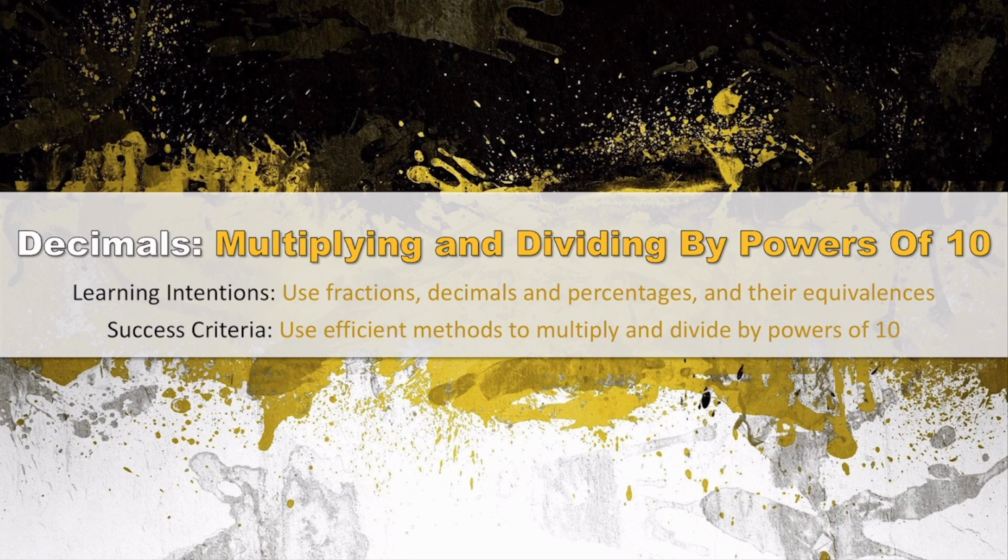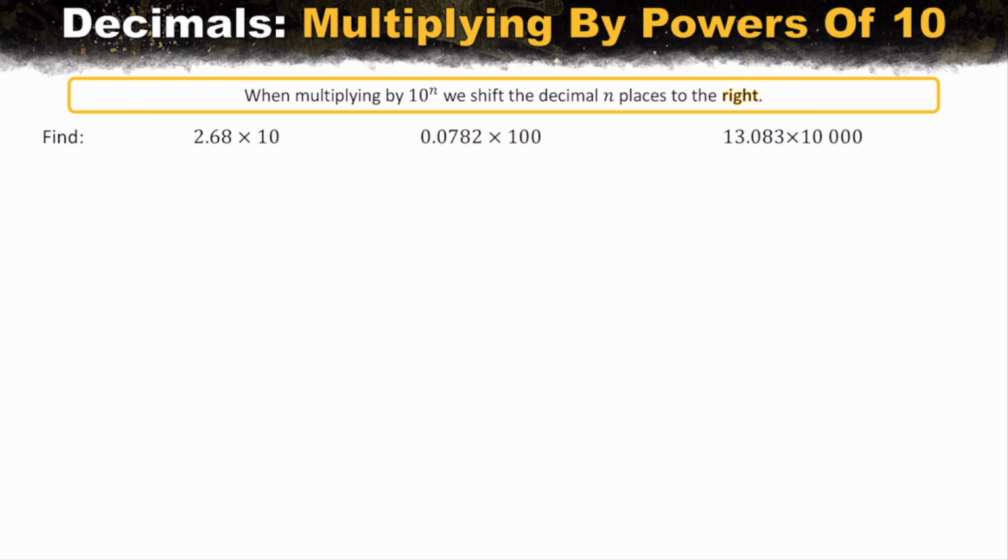So let's look at how we can quickly multiply and divide by powers of 10. What I mean by multiplying and dividing by powers of 10 is that it's going to be 10 to the power of something that we're multiplying by. Depending on how many zeros we've got tells us what power of 10 we've got. So in our first question, for example, we've got 1 with 1 zero. This is actually the same as saying we've got 2.68 times 10 to the power of 1, because we've got 1 zero.